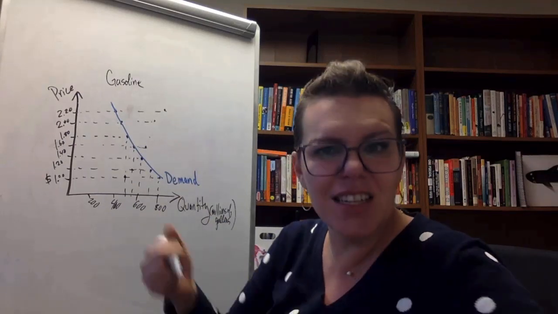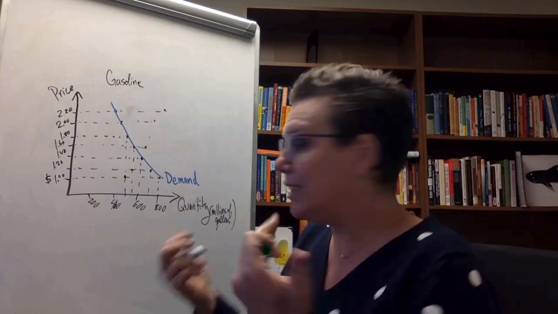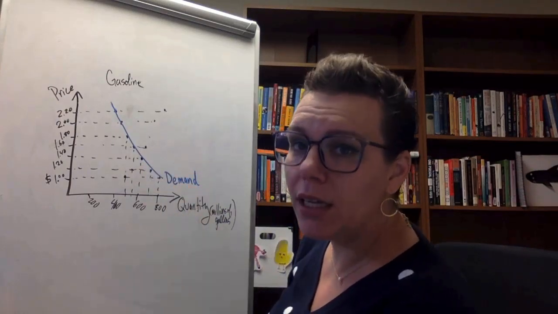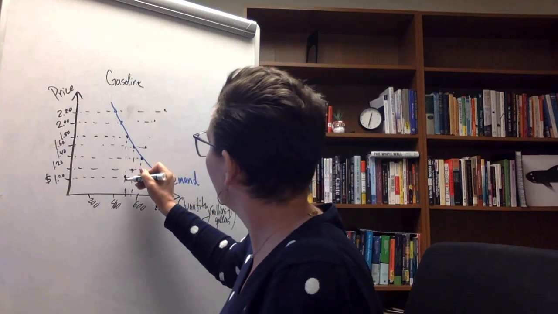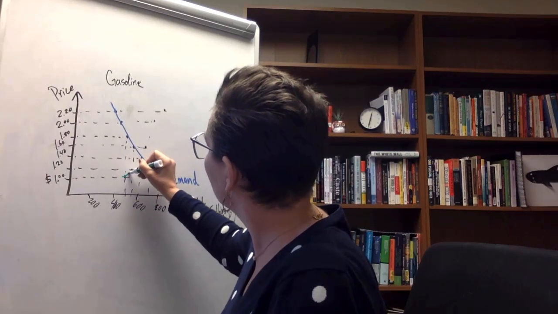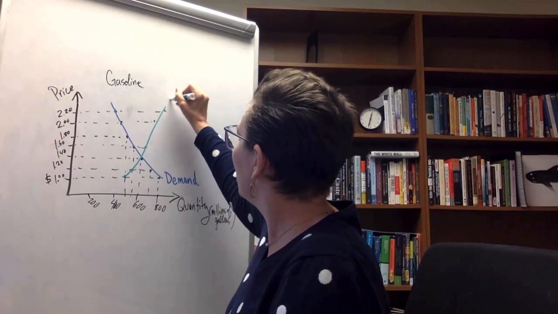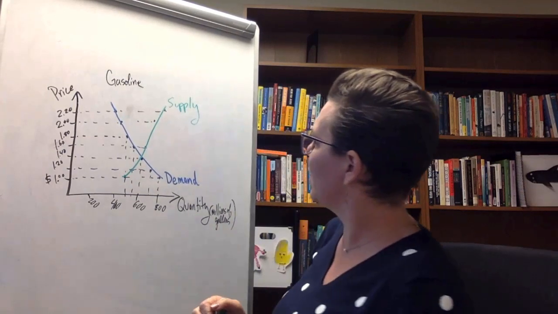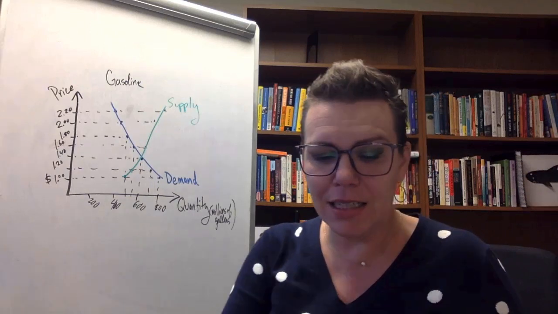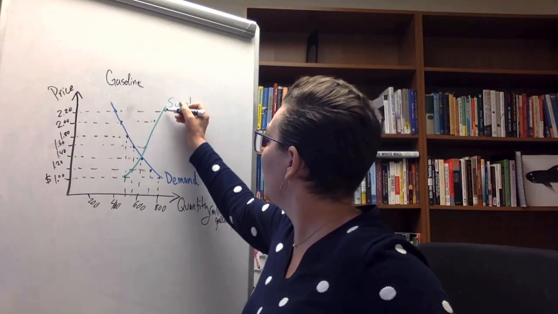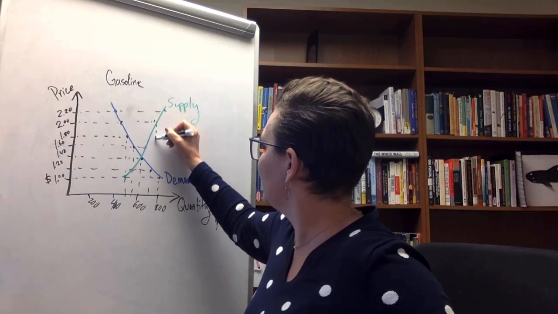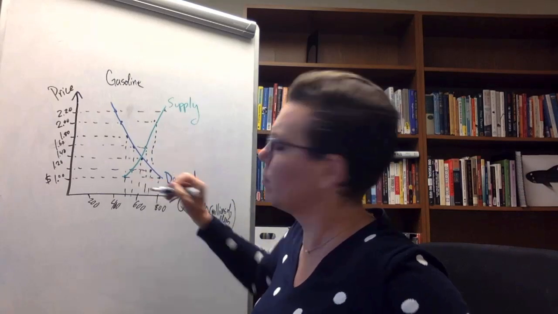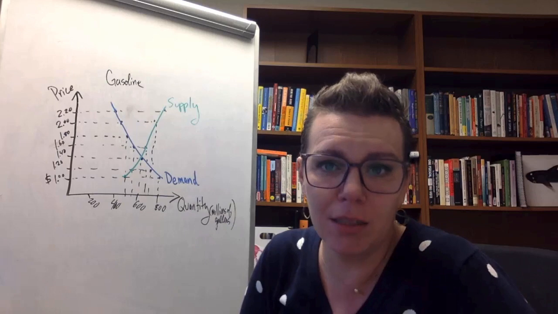And I'm going to graph this in a different color so we can see the difference. But if I connect these points from the supply schedule together, I get a supply curve that looks like that. And these points are based on that same supply schedule we talked about.